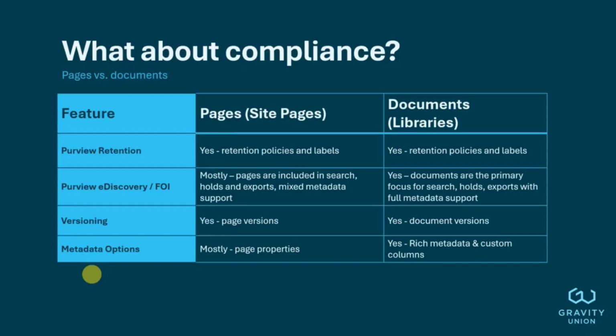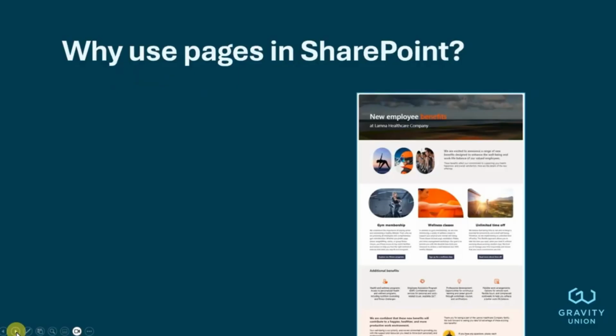Microsoft is adding features to e-discovery. And if you are very focused on metadata and organizing information and using metadata to drive compliance, typically we find that more in the document space. So I just wanted to highlight that as well. Both pages and documents have versioning, and both can support metadata. Like I said, you have more options with documents on the metadata side of things. So I just wanted to recap that in case anybody had questions.